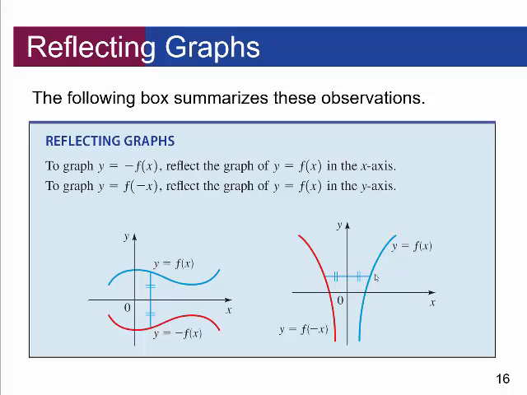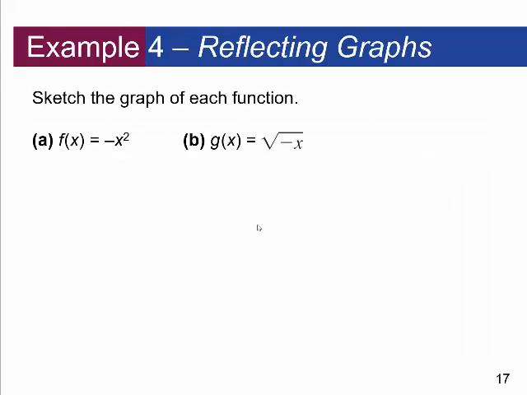Okay, so notice it's like you took it and you rotated it over on the y-axis. All right, let's do two quick examples here. Let's sketch the graph of each of these. f of x is equal to negative x squared. So it's x squared, and then you make it negative. That's important. And g of x is equal to the square root of negative x.